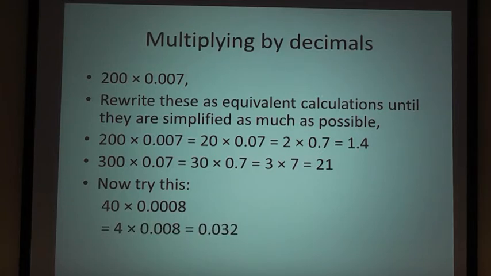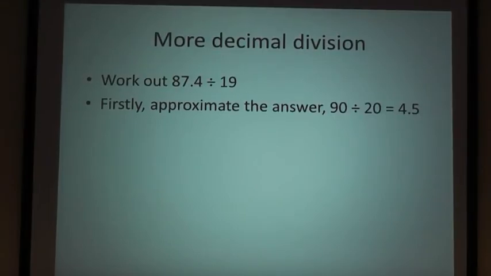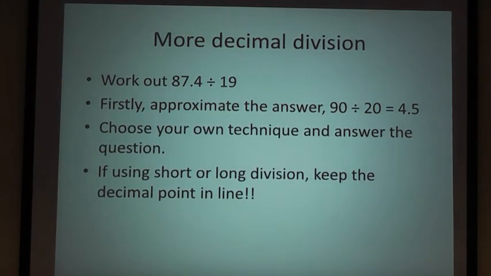That would be the same as 4 times 0.08, which is 0.032. Okay, now let's try something a bit more complicated. 87.4 divided by 19. The first thing we want to do is the approximate answer, remember, the estimate. So that's 90 divided by about 20, which is approximately in the 4.5 region. Choose a technique that works for you and answer the question. Don't forget the decimal point.